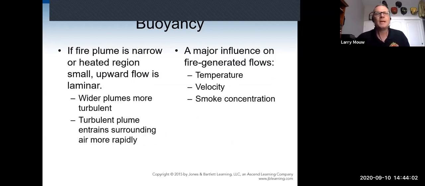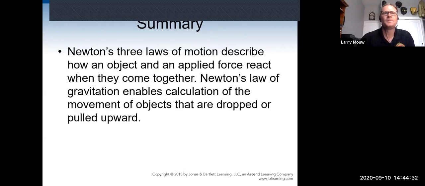If a fire plume is narrow or the heated region is small, the upward flow is laminar. We see wider plumes that are more turbulent, and the turbulent plume entrains, or draws in, the surrounding air more rapidly. A major influence on fire-generated flows is the temperature, the velocity of those gas movements, and also the smoke concentration. All three of those things are going to have a major influence on the fire-generated flows.